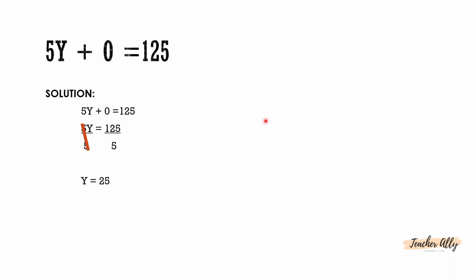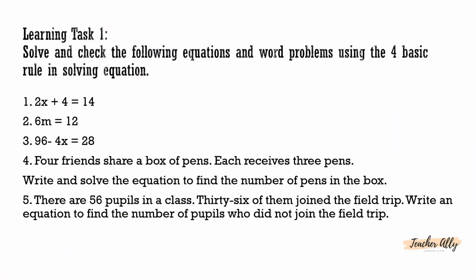Next, to check if the solution is correct, we will substitute 25 to the original equation, which is y. So, 5 times 25 plus 0 equals 125. 5 times 25 is equal to 125. Therefore, the solution is correct. Now, let us try learning task 1. Solve and check the following equations and word problems using the 4 basic rules in solving equations.